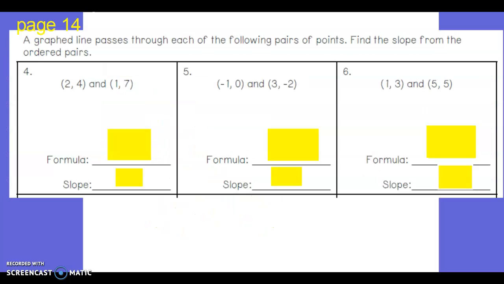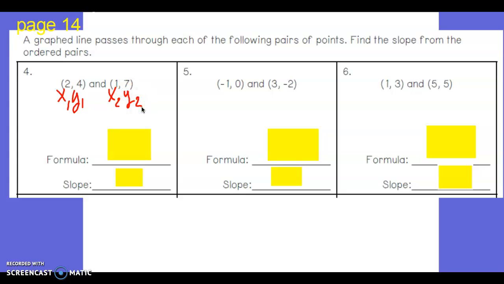So let me show you with some examples how this works. Problem number 4 says that we want to find the slope between these two ordered pairs, 2, 4, and 1, 7. Let's use the formula so we don't have to graph it and count squares. So first thing that I recommend is that you label your ordered pairs. So again, this is my first x and my first y, because every ordered pair has an x and a y. This is my second x and my second y.